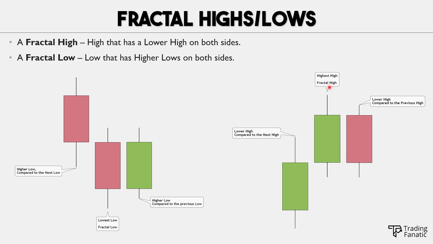The market pushes up, it literally makes that top, which is the highest high, okay? And if you look to the left of it, it has a lower high. So the high of this candle here is lower than this candle's high. And then to the right of it, we also have a lower high compared to the previous high. So lower high here, that becomes our fractal high.